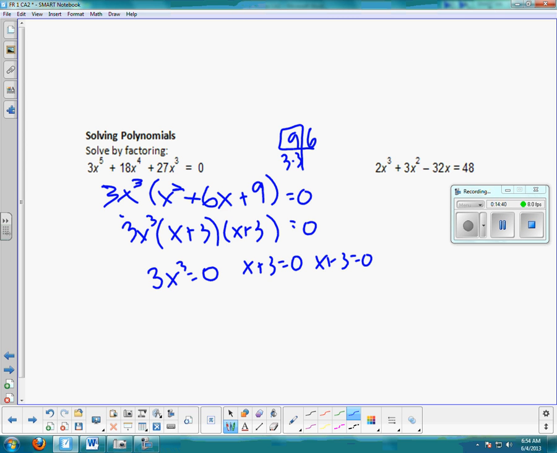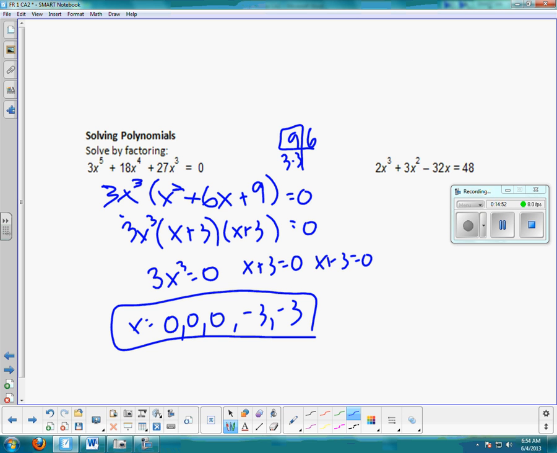This gives us actually 5 answers. X cubed being 0 gives us 3 zeros. And these guys give us negative 3's. So these are our 5 answers. It looks like it has multiplicity, right? So therefore, the 3 zeros would represent a bend, and the 2 negative 3's would represent a bounce.